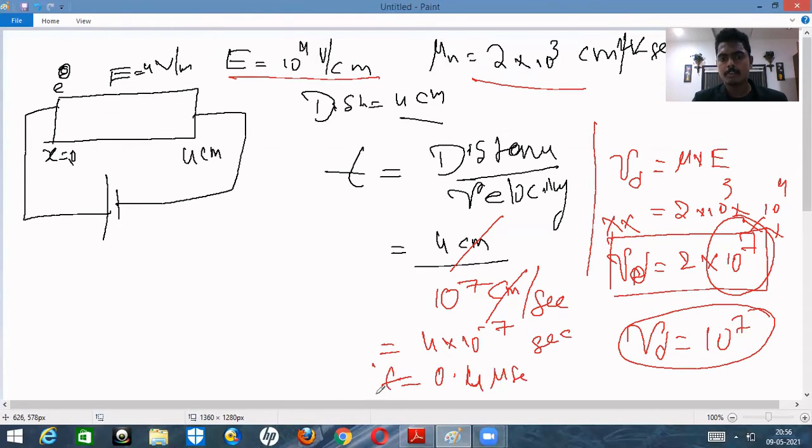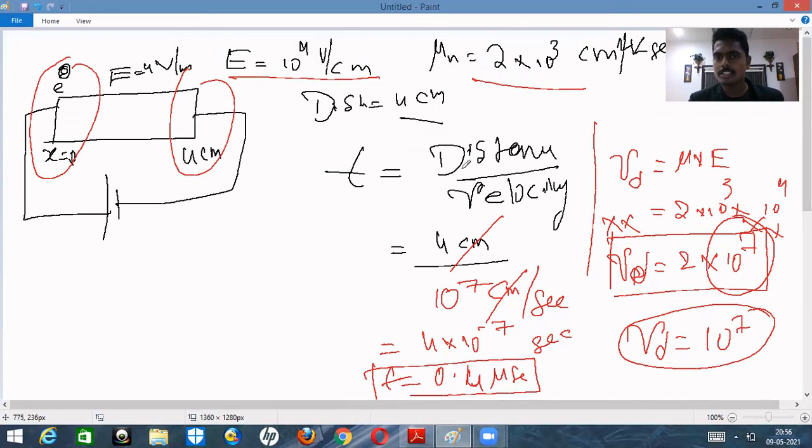So the time required by the electron to move from this point to this point is 0.4 microsecond. How did we find it? The formula for time is distance by velocity. Distance is 4 centimeters, which is given in the question, and the velocity is the drift velocity, whose formula is mobility into electric field intensity. Obviously both are given. Find the drift velocity and substitute in the time formula, so definitely we'll get the time taken.